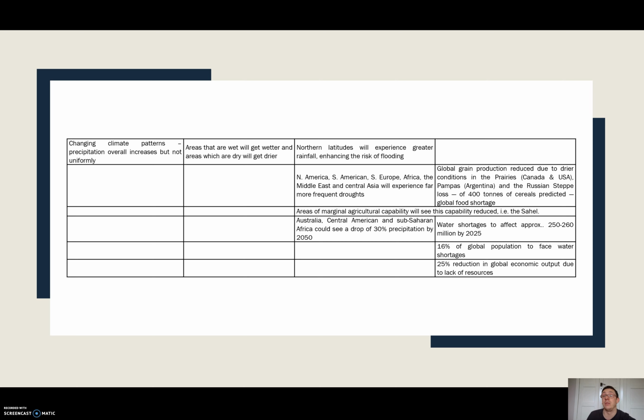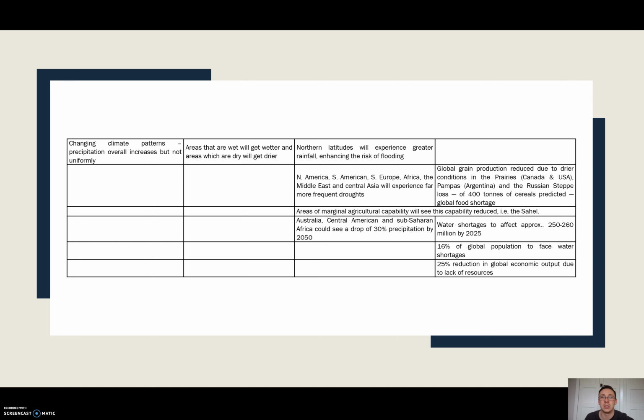If you've got areas with marginal agricultural capability, the Sahel in Africa, for instance, they're going to go from a position where they can kind of manage to use that area agriculturally in an effective manner to not being able to at all. And that goes back to the same issues we talked about earlier in terms of displacement of people.